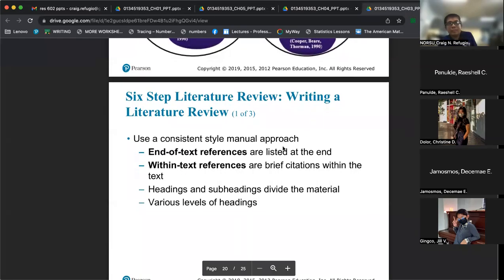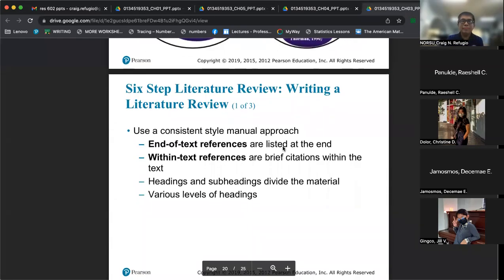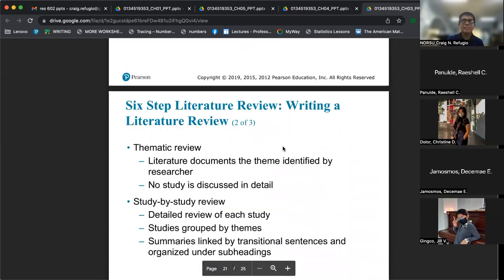So, writing a literature review. End of text references are listed at the end. Within text references are brief citations within the text. Headings and subheadings divide the material, with various levels of headings. Now, the end of text references and the within text references are found in the American Psychological Association 6th edition. So go over again that file, go over end of text references and within text references.